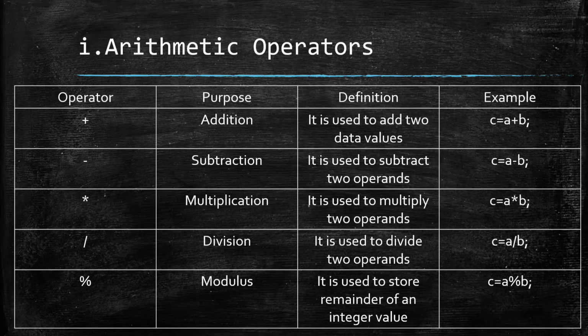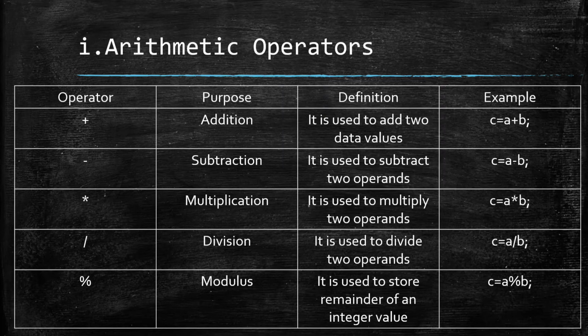Next one is our minus. Minus is used for subtraction. It is used to subtract two operands. c is equal to a minus b semicolon. Right? Then multiplication, we use the star symbol for multiplication. It is used to multiply two operands, to find the product of two numbers. That is c is equal to a star b semicolon. Here we use the star symbol.